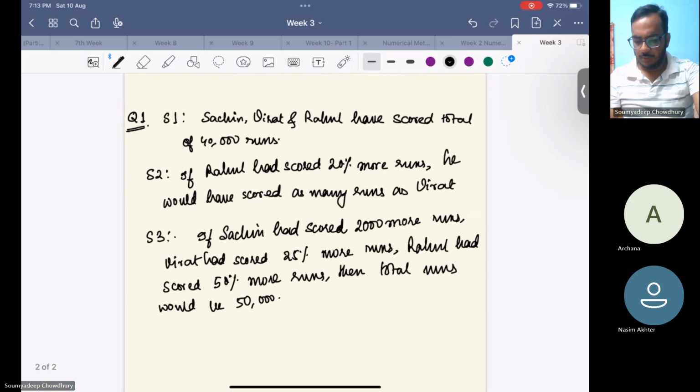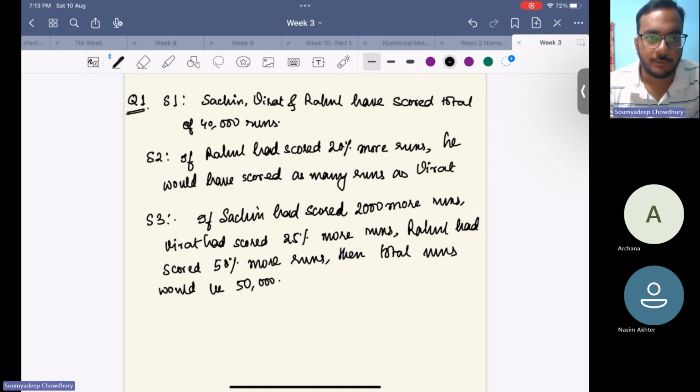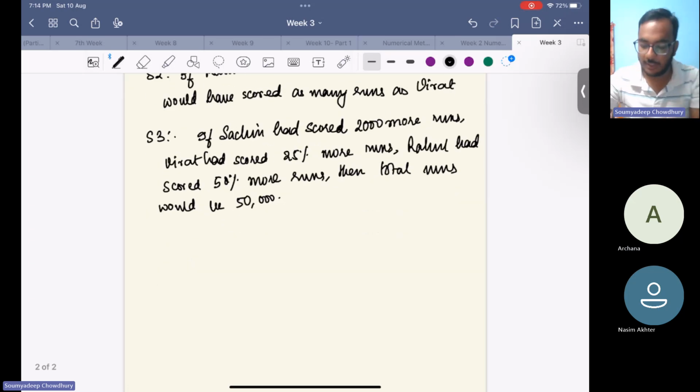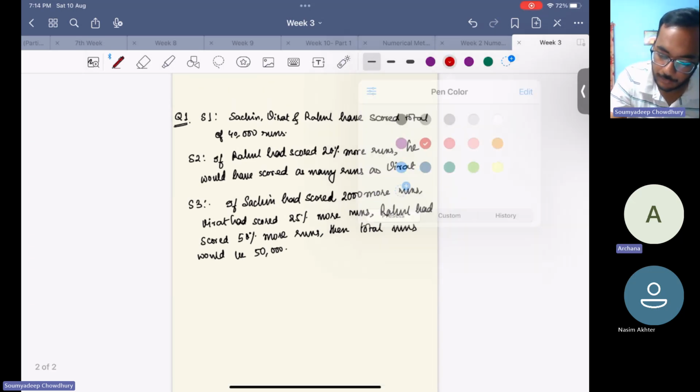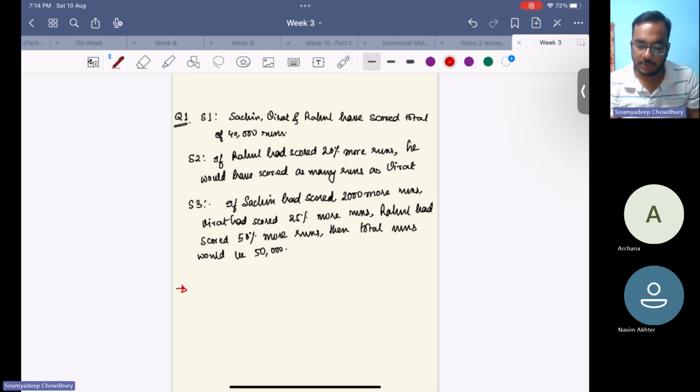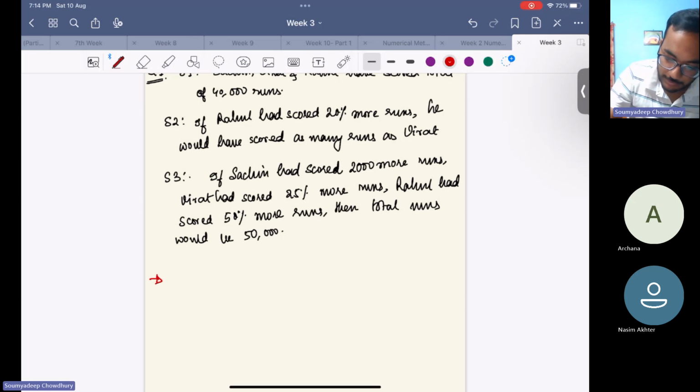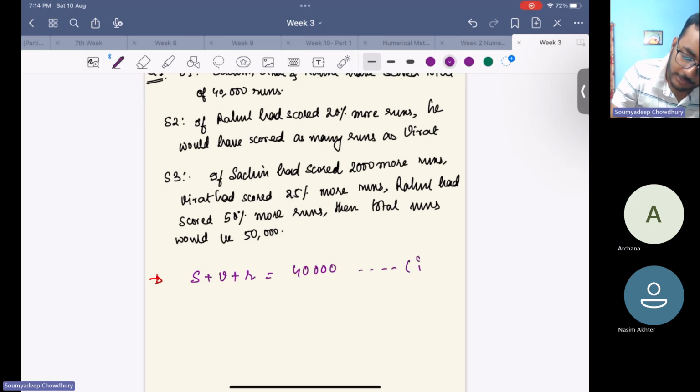So here they have given you three statements. From that, first you have to form the three equations, and from that you have to answer the remaining questions. There are three variables here, S, V, and R. S is the runs scored by Sachin, V is the runs scored by Virat, and R is the runs scored by Rahul. The first statement says Sachin, Virat, and Rahul have scored a total of 40,000 runs. So the first equation is S plus V plus R equal to 40,000.